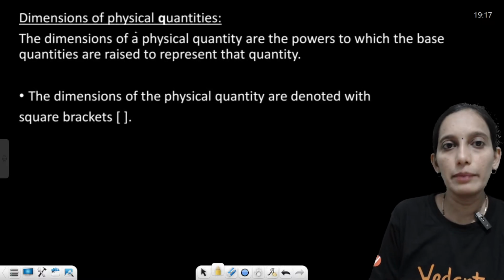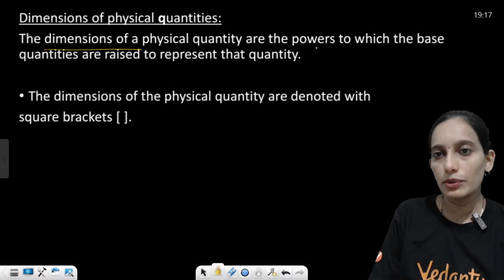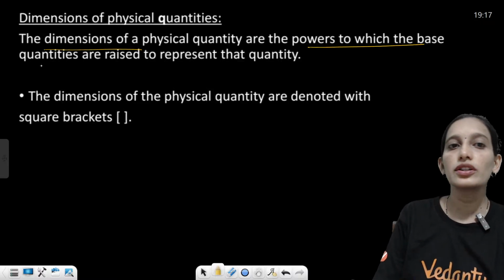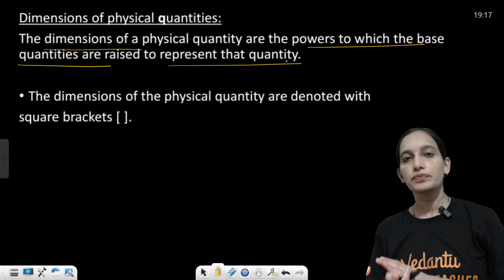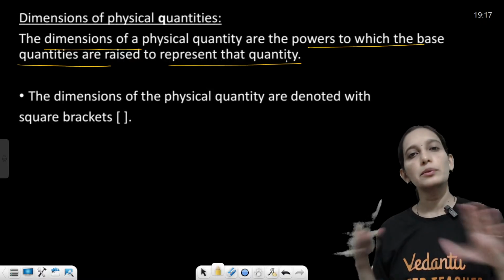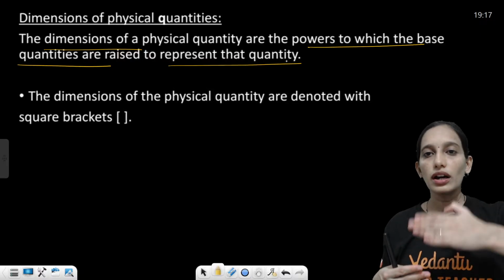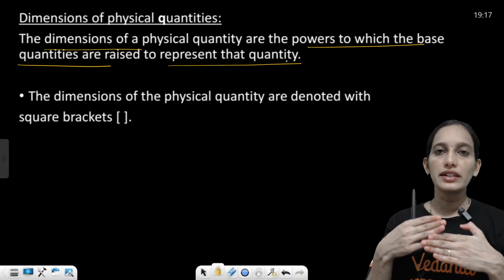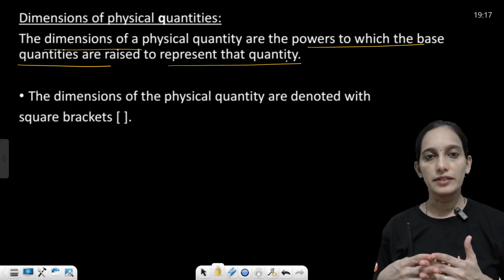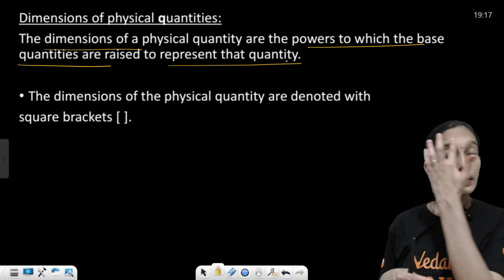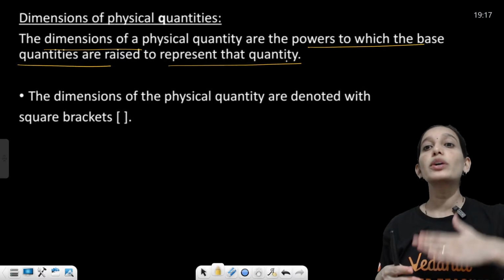Okay, so dimension of a physical quantity. Here the dimensions of a physical quantity are the powers to which the base quantities are raised to represent the given quantity. So we will be having some physical quantity. Let us say it's a derived quantity. Okay, so now we know that this derived quantity can be expressed in terms of the fundamental quantity. All the derived quantities can be expressed in terms of fundamental quantities, right? So to which power do we raise?